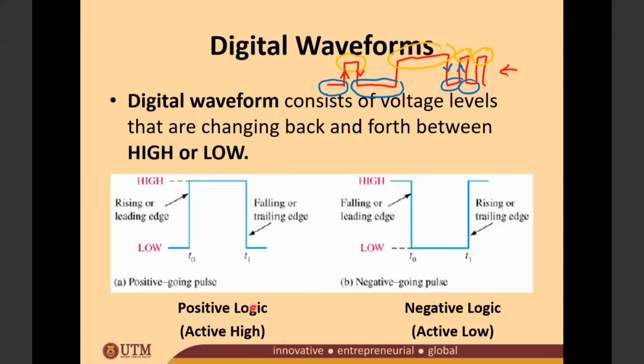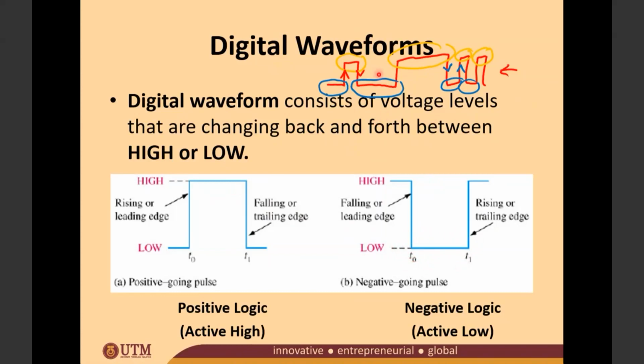Yang ni nanti kamu akan tengok lah in the next chapter. You will frequently use this term here, sama ada active high atau active low. Kalau active high kamu tahulah, dia hanya active bila logic 1. If active low means that it will be active when the logic is kosong. Okay, so this is for the digital waveform.